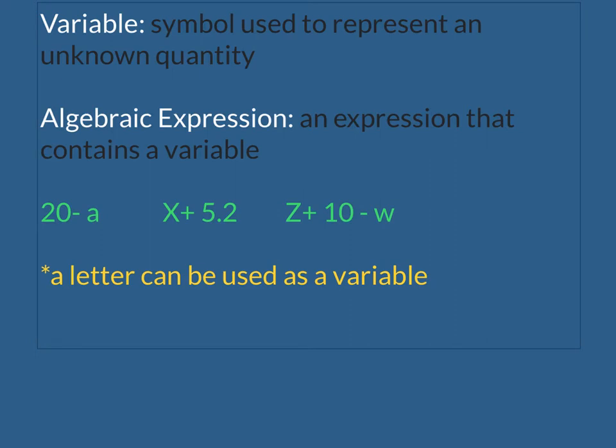The next vocabulary word is variable. That's a symbol used to represent an unknown quantity. And the last word for today is algebraic expression. That's an expression that contains a variable. Right here we can see an example of 20 minus a, x plus 5.2, z plus 10 minus w. So note, a letter can be used as a variable.